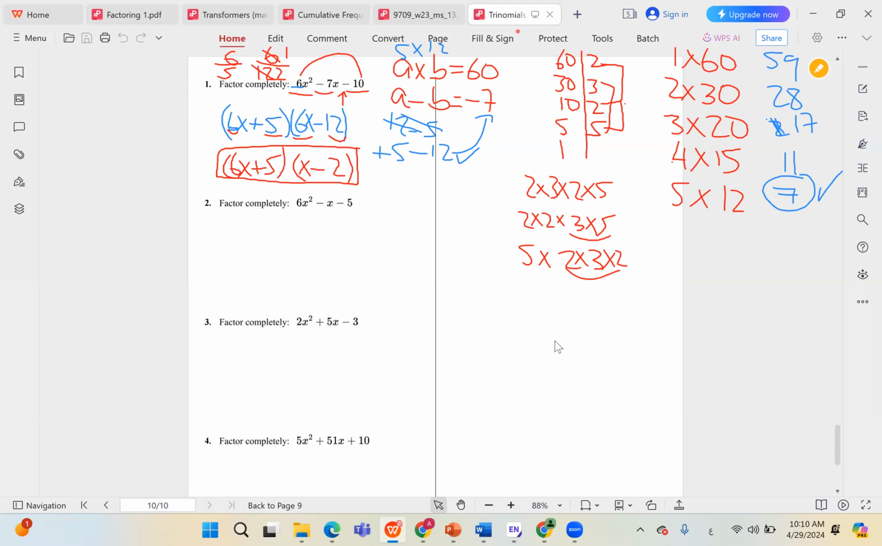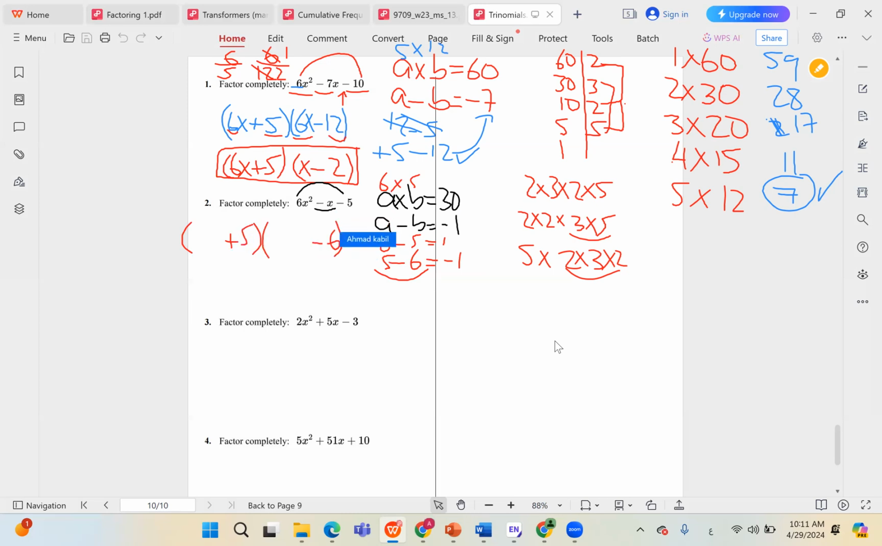So for the second one, we have 6x squared minus x minus 5. So 6 times 5 is 30. So a times b equals 6 times 5, which is 30. And then a minus b equals this number here, which is negative 1. I will do this one mentally because it's obvious. The most famous factors of 30 are 6 and 5, and they would work here. So 6 times 5 is 30. And 6 minus 5 gives us positive 1, but 5 minus 6 gives us negative 1. We will just use 5 minus 6. So we have plus 5 and minus 6.